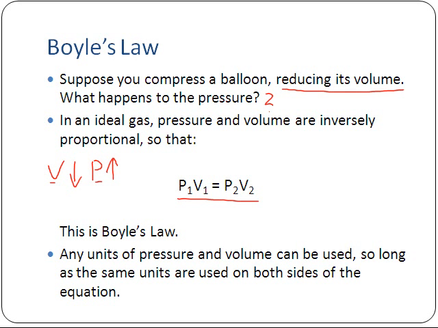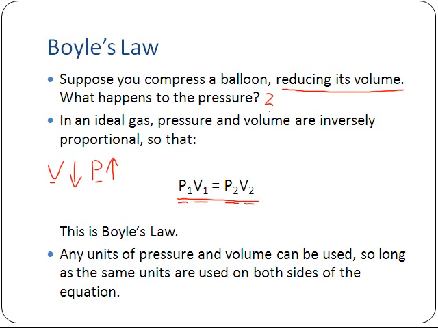P1 times V1 equals P2 times V2. That is the original pressure, the pressure at the first bit, times the original volume, the volume at the first bit, equals the pressure in the second part after we've changed the gas, times the volume in the second part. That is after we've changed the gas. This is Boyle's Law. P1 V1 equals P2 V2.